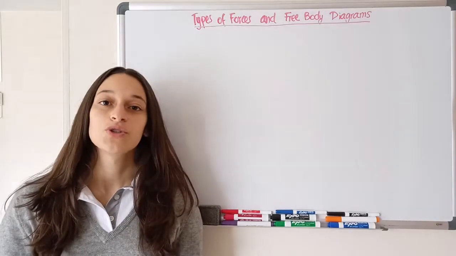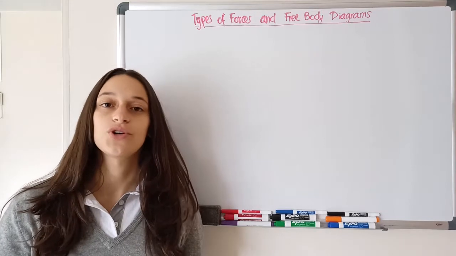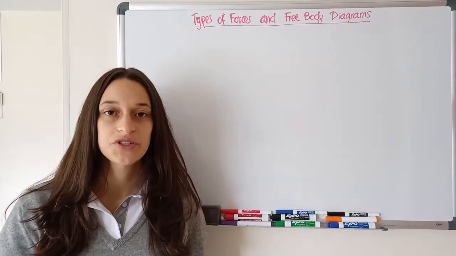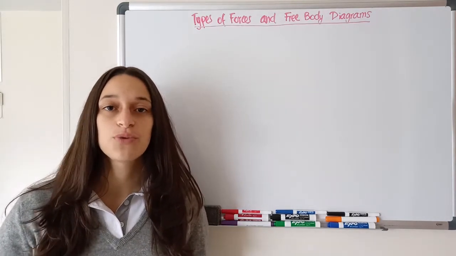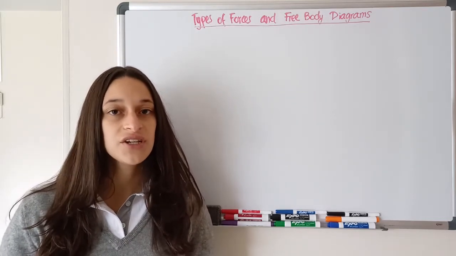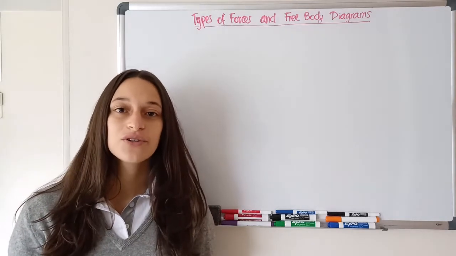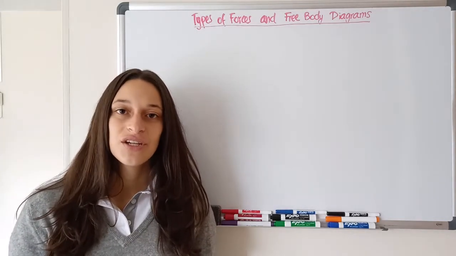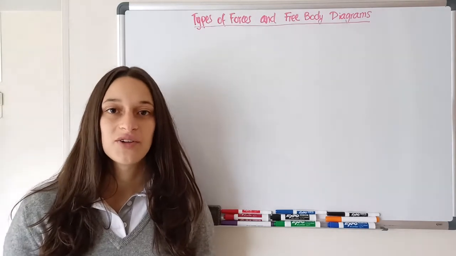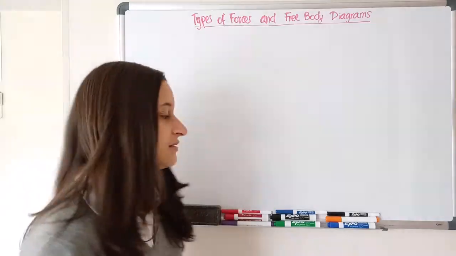Welcome back. So last time we talked about two very important types of forces, which are normal force and friction force. So today we're going to look at three of the other most important types of forces: tension, air resistance, and spring force, and we're going to see how to show them as a sketch using something called free body diagrams. So let's begin with one type of force called air resistance.